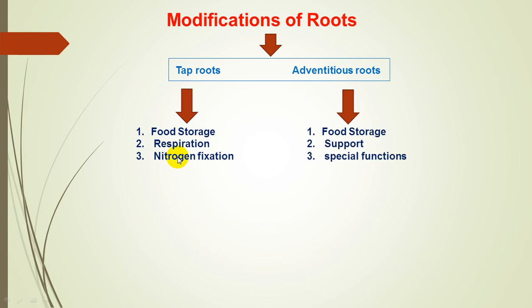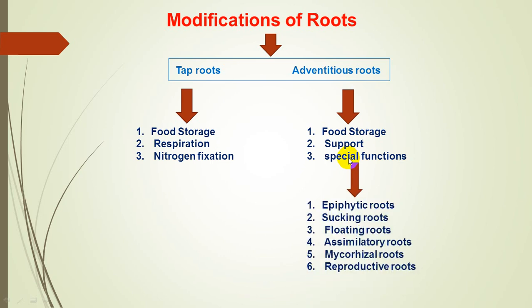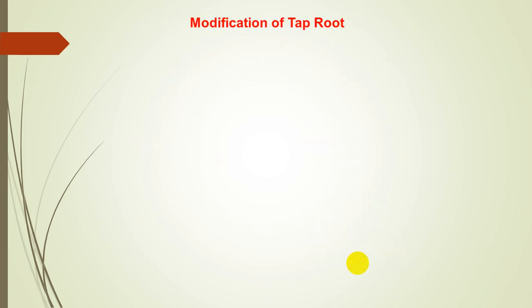We are going to discuss the purposes of the root modification in adventitious roots. So there are also three purposes. The first one is food storage, the second one is support, and the third one is a type of modification for some special function or additive functions. And the roots, according to these modifications, are epiphytic roots, sucking roots, floating roots, assimilatory roots, mycorrhizal roots, and reproductive roots. We are going to start from the modification of tap roots.